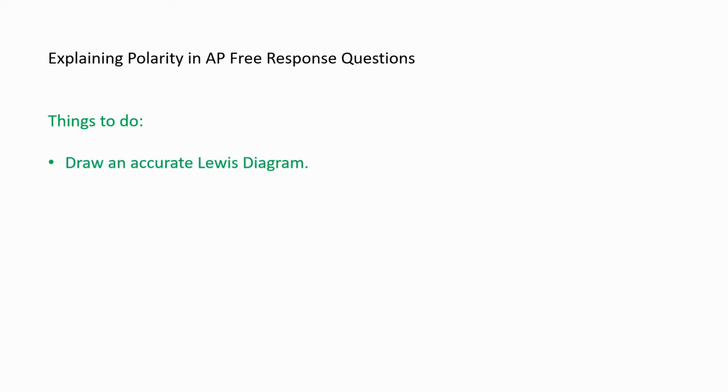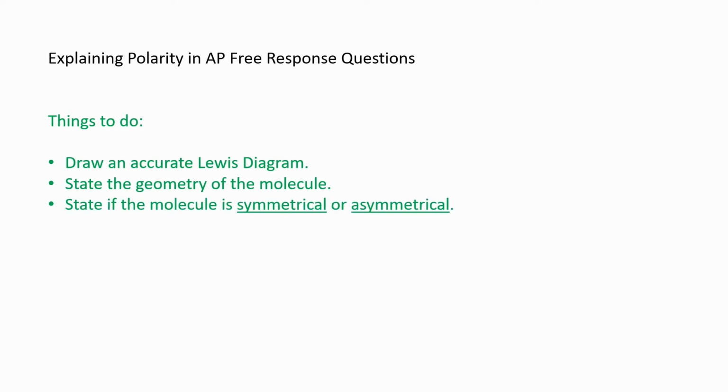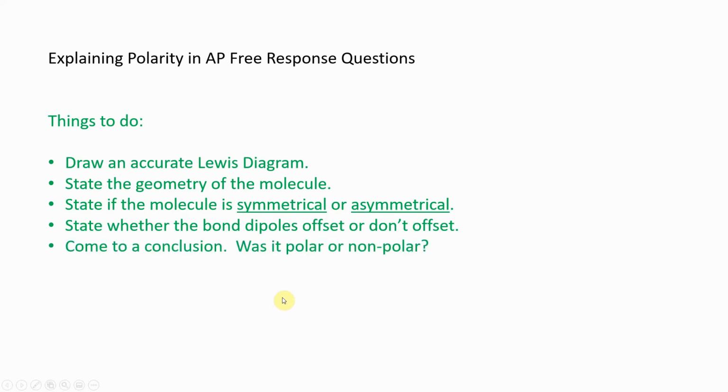So let's see what you should do. Draw an accurate Lewis diagram. State the geometry of the molecule. I think it's trigonal pyramidal, right? State if the molecule is symmetrical or asymmetrical. You need to use those two terms. And of course, symmetrical means you think the bond dipoles offset. Asymmetrical means you think they don't. And then state whether the bond dipoles offset. Because it is asymmetrical, the bond dipoles do not offset. And then, therefore, the molecule is polar. Very simple. It really is kind of a 3-line process.